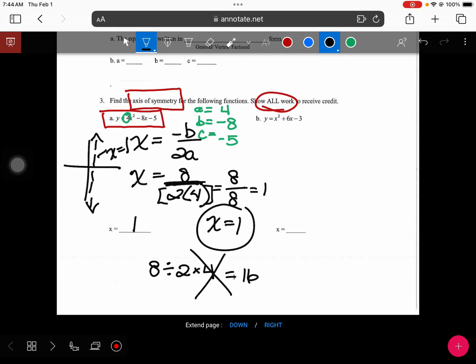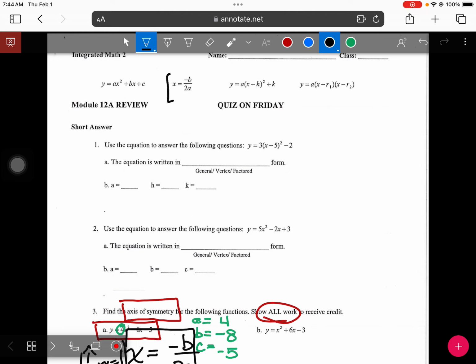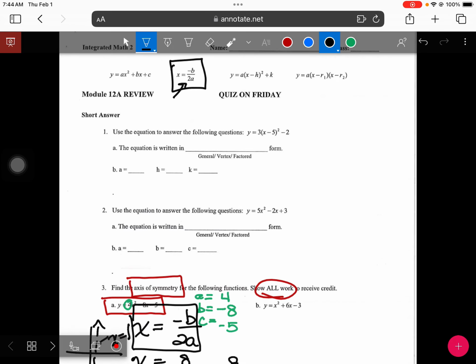Why'd you use the 2 from when you multiply the 2 and 4? The 2, that's part of the formula. X equals the opposite of B divided by 2A. So if you look at the top of that paper, here's that formula right here. But you have to know that that is the axis of symmetry formula. But the 2 is already built in. Okay? Does that make sense?